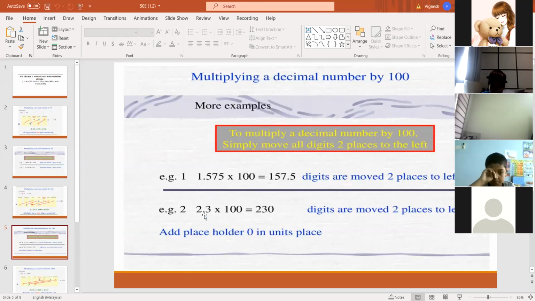And the same goes to example number 2. Can you all see 2.3? How are you going to multiply it by 100? Also the same. You are moving 2 decimal places. 1 is done, so for 1 more you have to add another 0 here. So 230. Understand or not? All say understand. Okay.